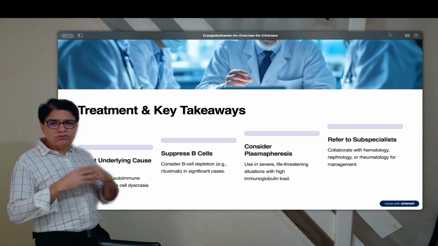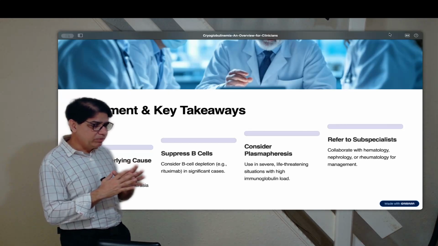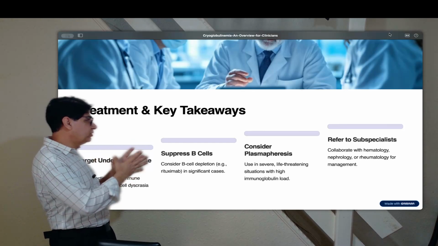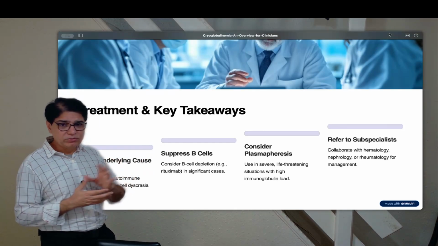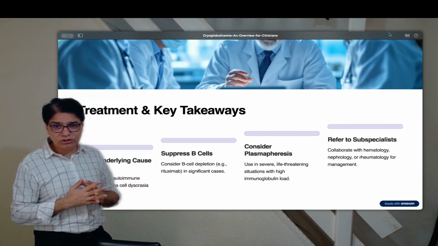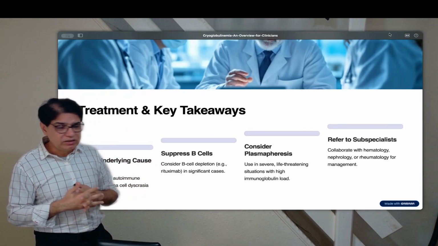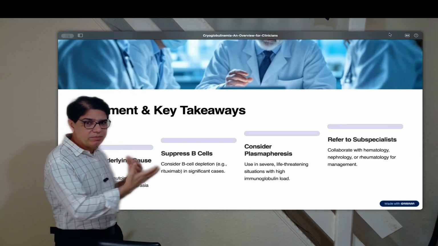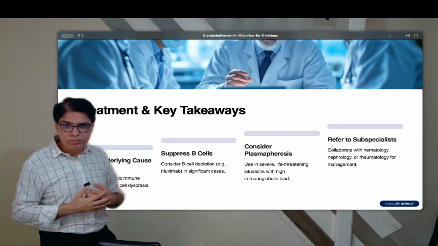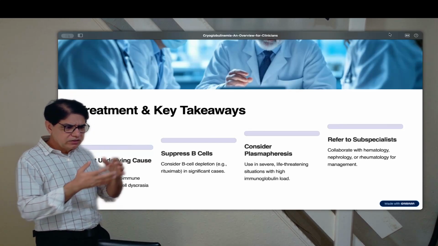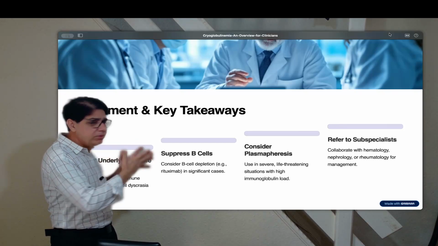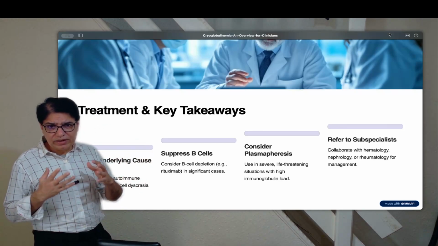Now coming down to the treatment. The treatment of cryoglobulinemia is the treatment of the underlying cause. For example, if there are plasma cell dyscrasias, you have to treat those. If there is an underlying hepatitis C, you have to treat it with antiviral medications. If there is an underlying hepatitis B, you have to treat the hepatitis B. If there is an underlying atypical infection, you have to treat it with the appropriate antibiotics. If there is any other condition, for example a malignancy, you have to give appropriate chemotherapy for that malignancy.